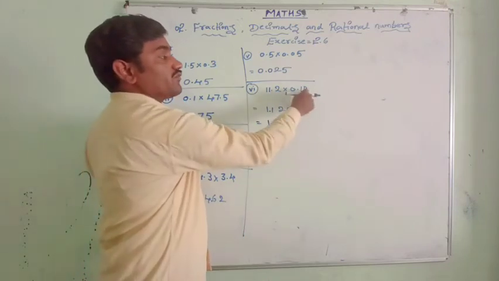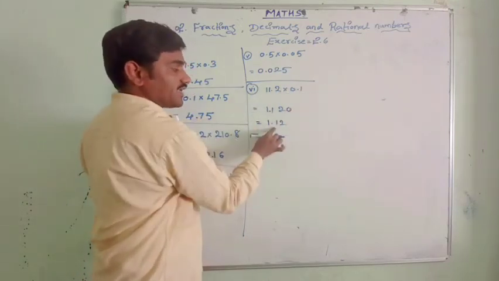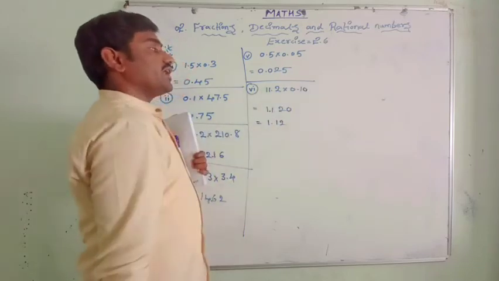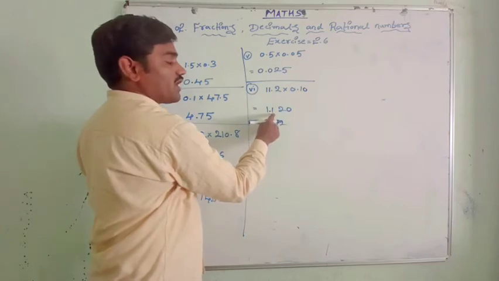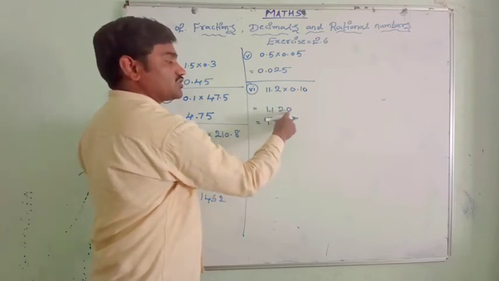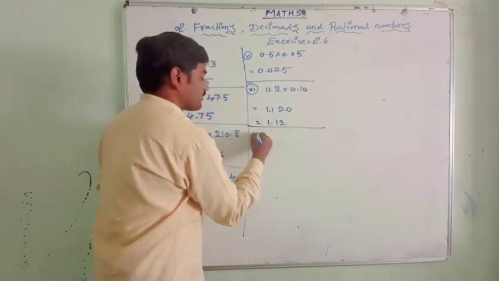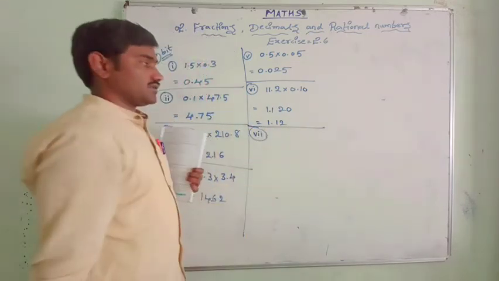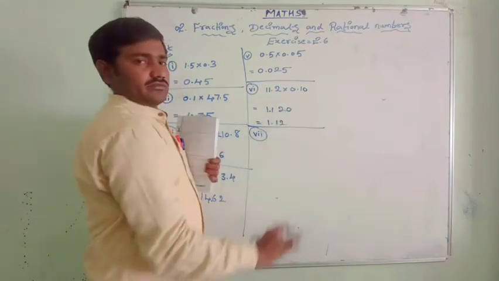If you imagine it is not a 10, if you imagine it is 0.1, you will get directly here. So we are taking it as 0.10, so you will get here 1.120, or not, this 0 has no value, so this you can write as an answer. Yes. After this 0 there are no digits, so this 0 has no value.